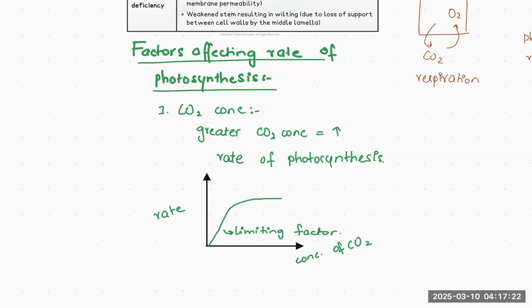So it is a limiting factor. A limiting factor is that factor which is limiting the rate of reaction, meaning that carbon dioxide is the reason why the rate of reaction is lesser. If I increase the amount of carbon dioxide, the reaction will become faster, right? So your concentration of carbon dioxide is the limiting factor.